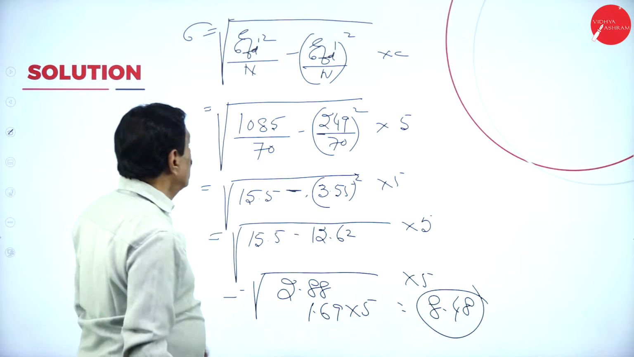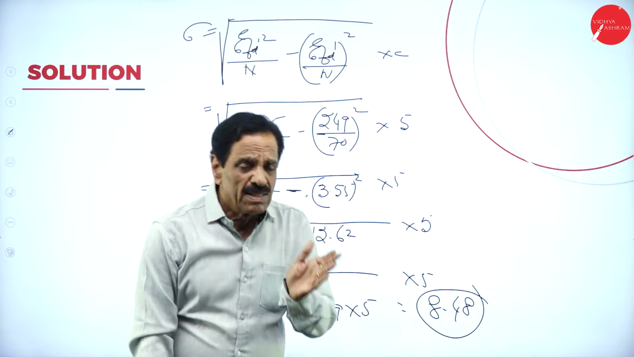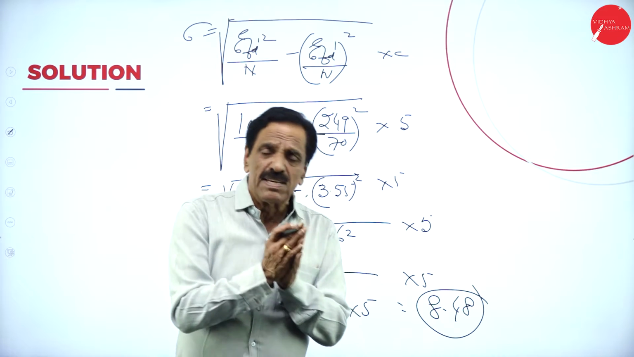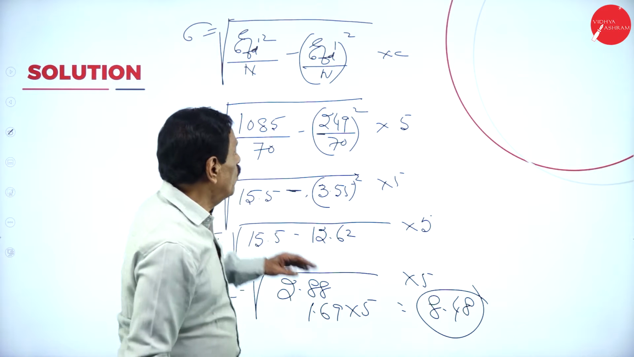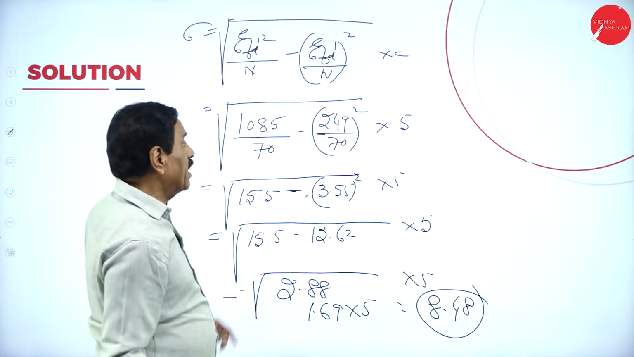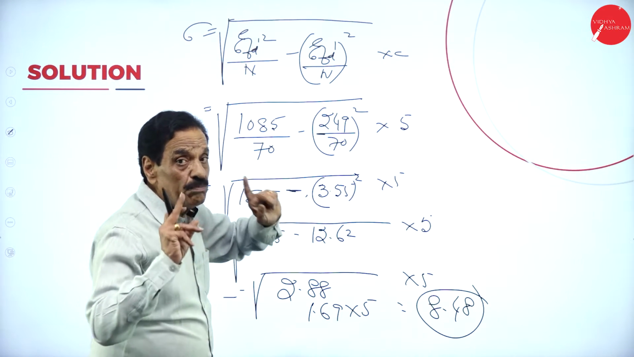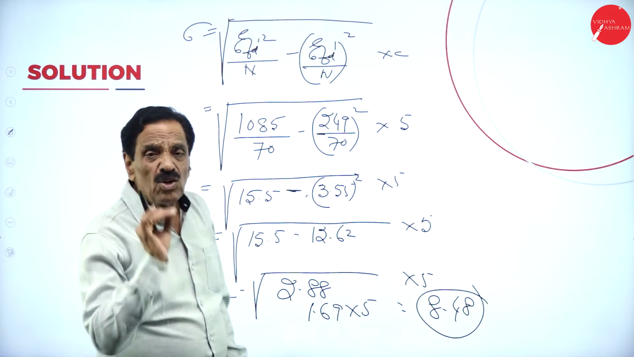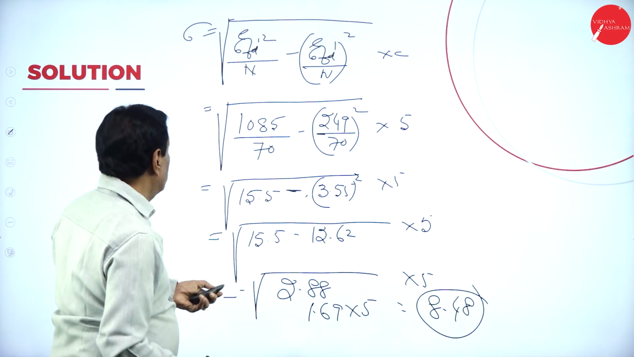I think you follow. First, you add the frequency, find out the mid value, then assume the first number as 0, d' multiplied by f gives ft', then ft' into d' is ft'², then slowly apply the formula. C means class interval. Class interval should be outside the root. Whatever the answer comes, you have to multiply by that figure. We'll go to the next problem.